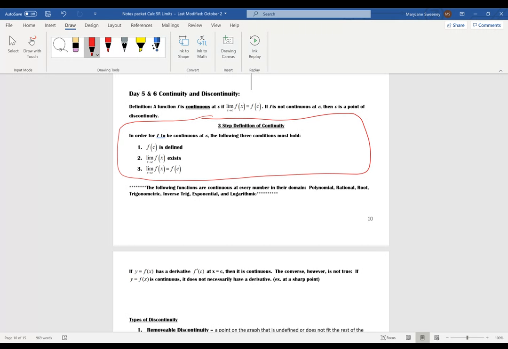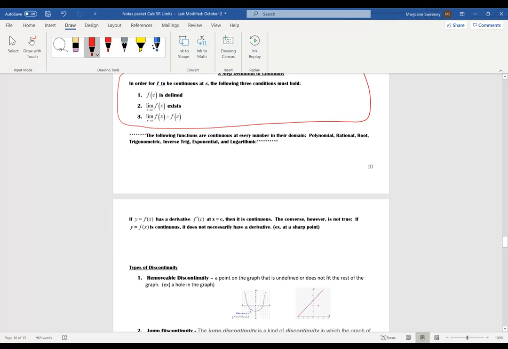The following functions are continuous at every number in their domain: polynomial, rational, root functions, trigonometric functions, inverse trig functions, and exponential and logarithmic functions.